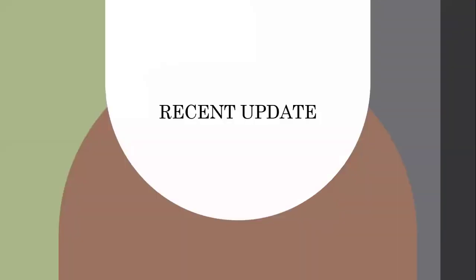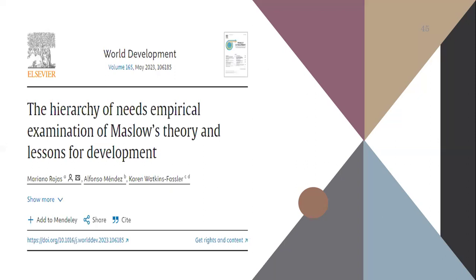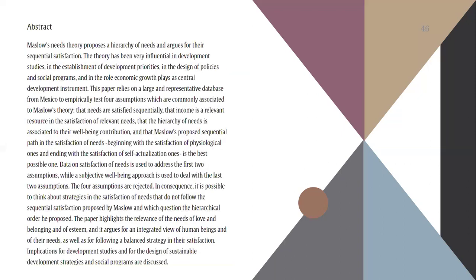Moving on to the recent update. This is an article, The Hierarchy of Needs: Empirical Examination of Maslow's Theory and Lessons for Development, published in 2023. Maslow's need theory proposes a hierarchy of needs and argues for their sequential satisfaction. The theory has been very influential in development studies, in the establishment of development priorities, in the design of policies and social programs, and in the role economic growth plays as a central development instrument.